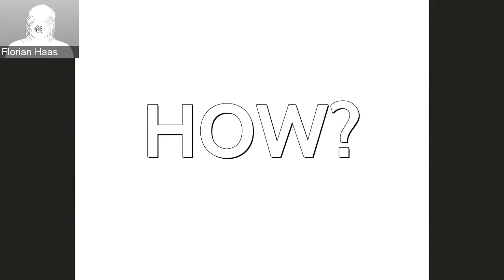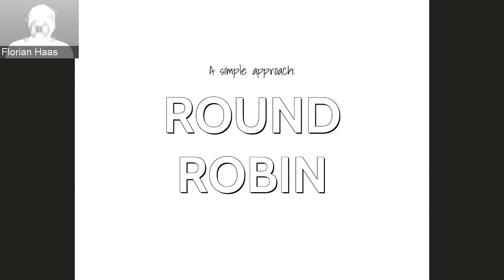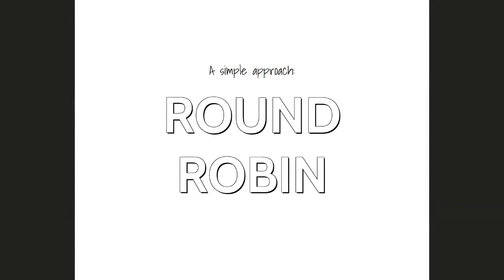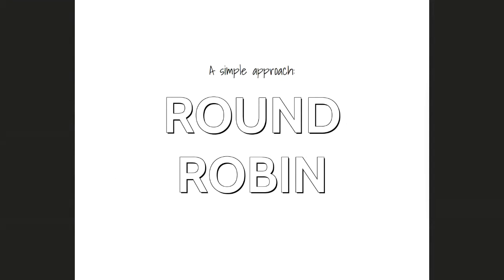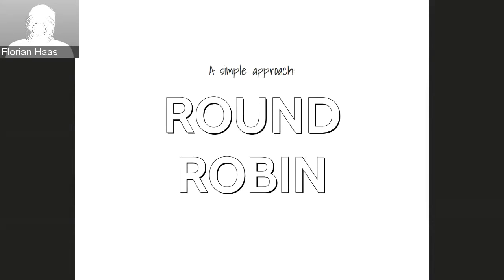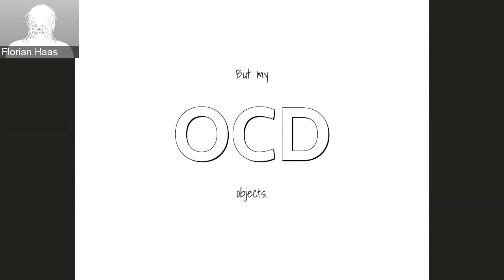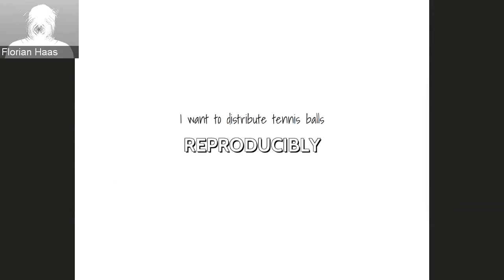I can use something very simple and naive, but something that actually works: a round-robin approach, which means I reach into this shopping cart of 300 tennis balls, and I chuck the first one to my first student, and the second one to my second student, all the way to the fifth, and then I start over at the beginning. And when I'm done with that, I'm going to have my tennis balls, my data, distributed evenly among my storage locations, my students. But actually my OCD isn't quite happy with that, because what I really want to do is distribute these tennis balls reproducibly. In other words, I want to be able to look at a specific tennis ball and know exactly where it needs to go.